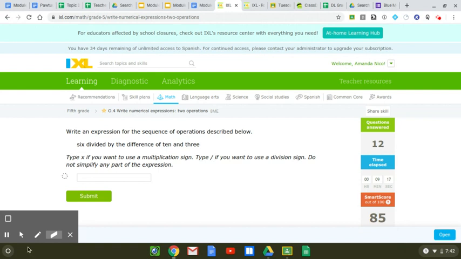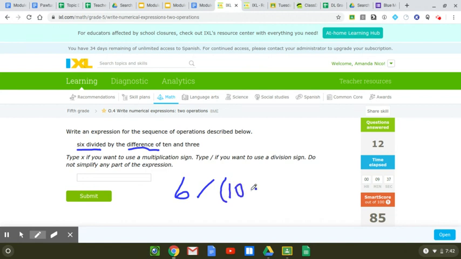Okay, so here we have 6 divided, so you're dividing. The difference is the answer to a subtraction problem, so it's 6 divided by the difference of 10 and 3. So you have 6, my division symbol. Okay, if I'm finding the answer, I need to do the subtraction first. That means I have to use parentheses. 10 minus 3. So we're not solving this problem, but you would do 10 minus 3, and then you would divide 6 by the answer to that. So we do 6 slash 10 minus 3.